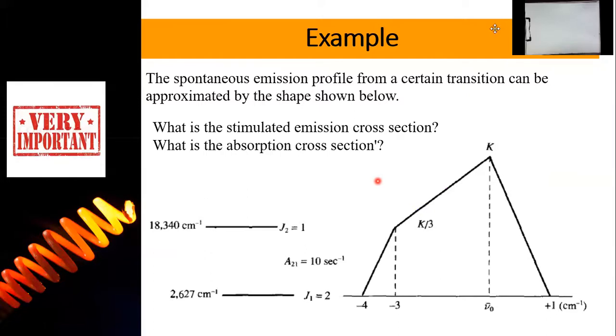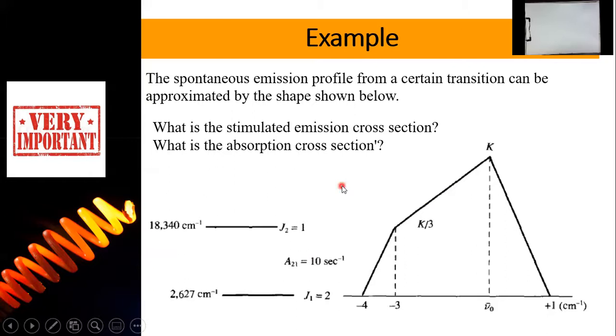In this example, we say that the spontaneous emission profile from a certain transition can be approximated by the shape function shown below. So this is a line shape function. Here, as you can see, we have a unit of centimeter to the power minus 1. I will talk about this unit now. And we have this line shape function. And they told us that we have 2 levels. This is the first level, and this is the second level. And this is J1 and J2. And also I will mention what J1 and J2 are. And we have A21, which is the rate for spontaneous emission, if you remember, equal to 10 seconds to the power minus 1. And what is required is to calculate the emission cross-section, the stimulated emission cross-section, and the absorption cross-section.